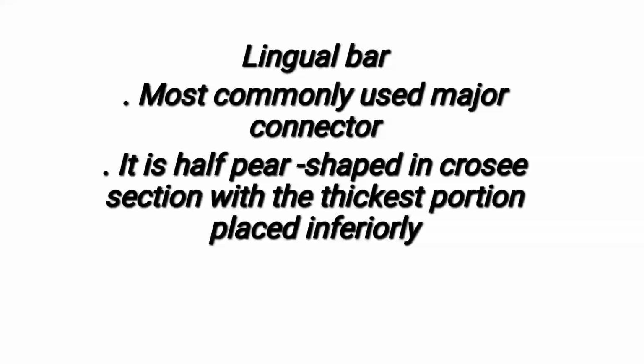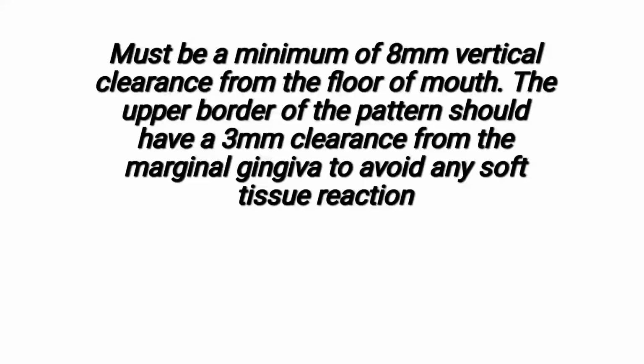Lingual bar, the most commonly used major connector. It is half pear shaped in cross section with the thickest portion placed inferiorly. There must be a minimum of 8 mm vertical clearance from the floor of the mouth. The upper border of the pattern should have 3 mm clearance from the marginal gingiva to avoid any type of tissue injury. This is the design consideration for the lingual bar.